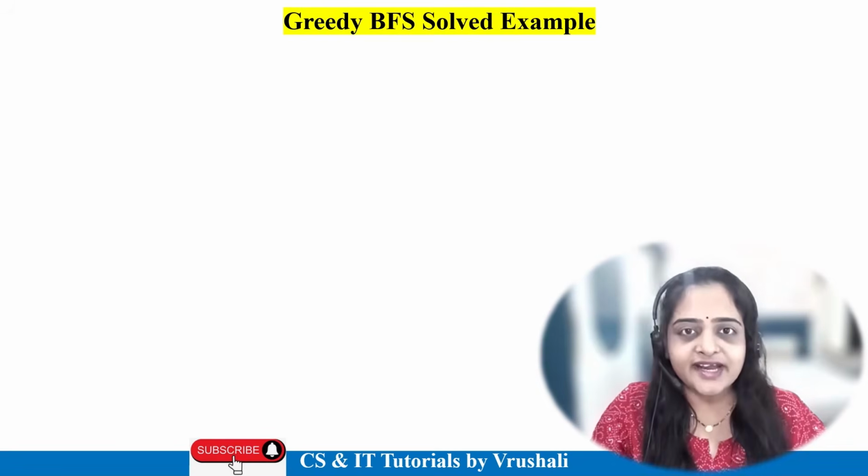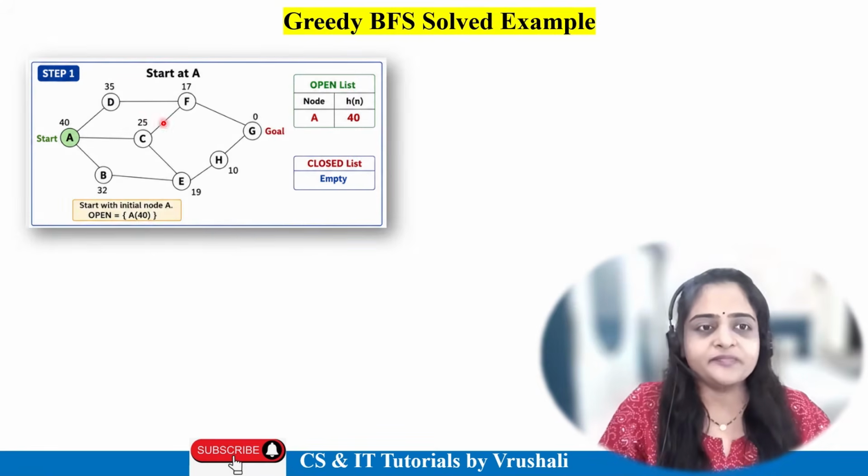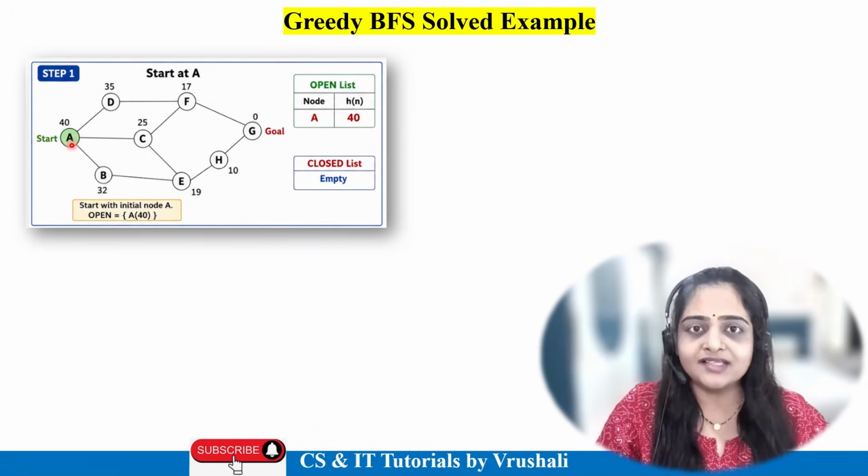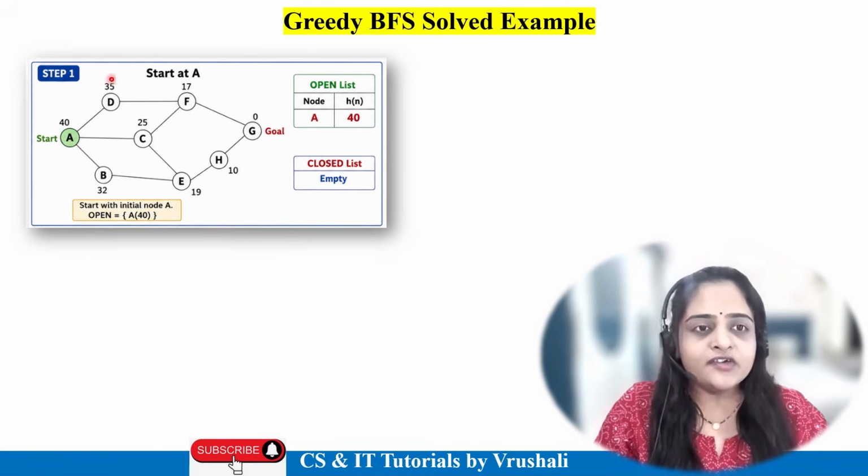Now let's understand how to solve the example. See here in this given graph, the starting point, the initial state, is A, and you have to find the shortest path by using the greedy BFS algorithm from A to G, and G is your goal state. Now every node has a particular value assigned.